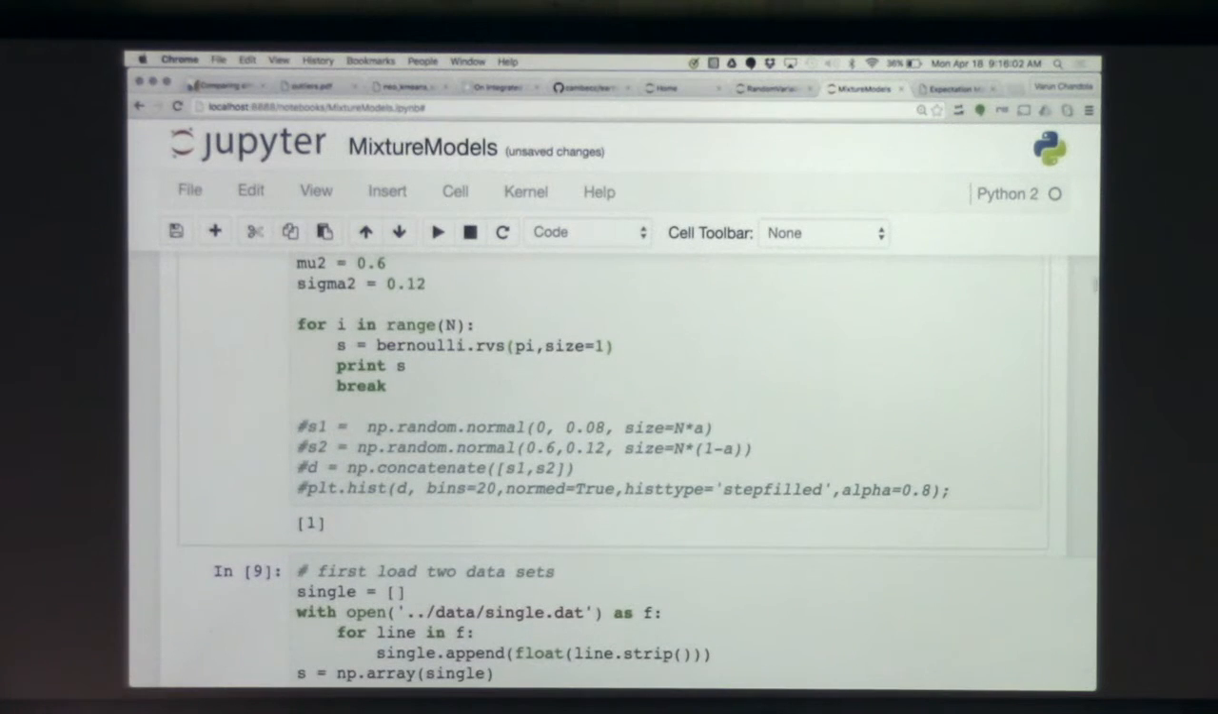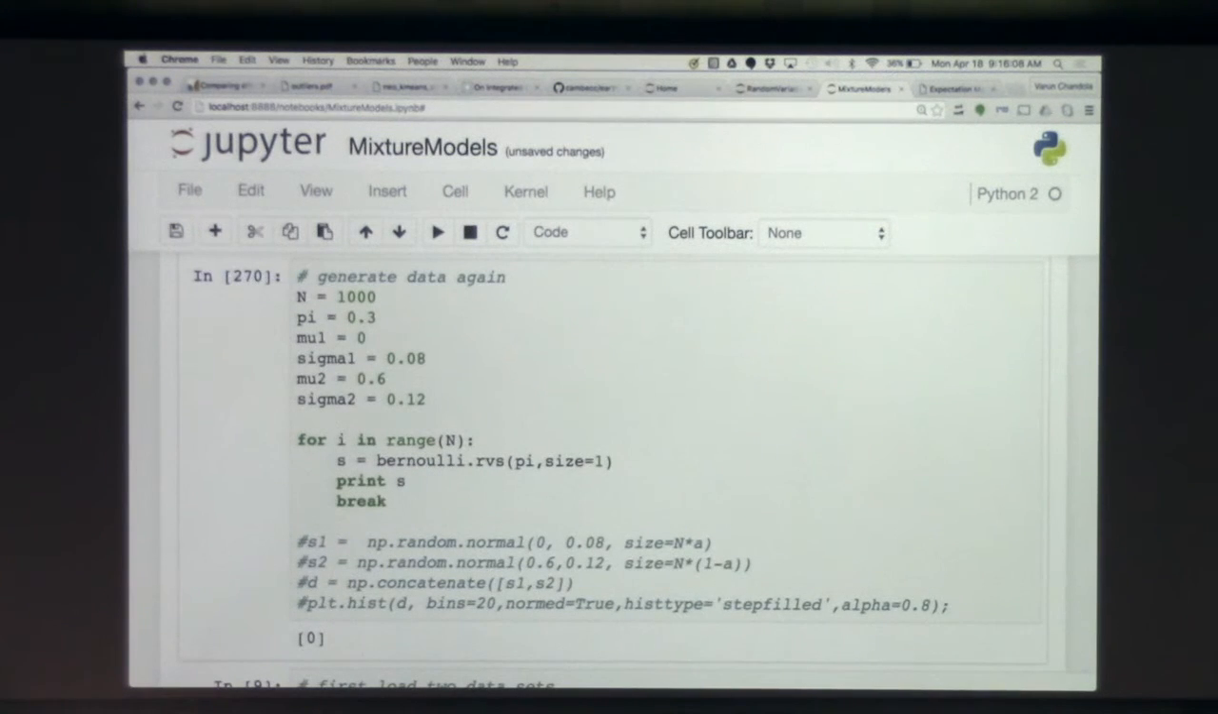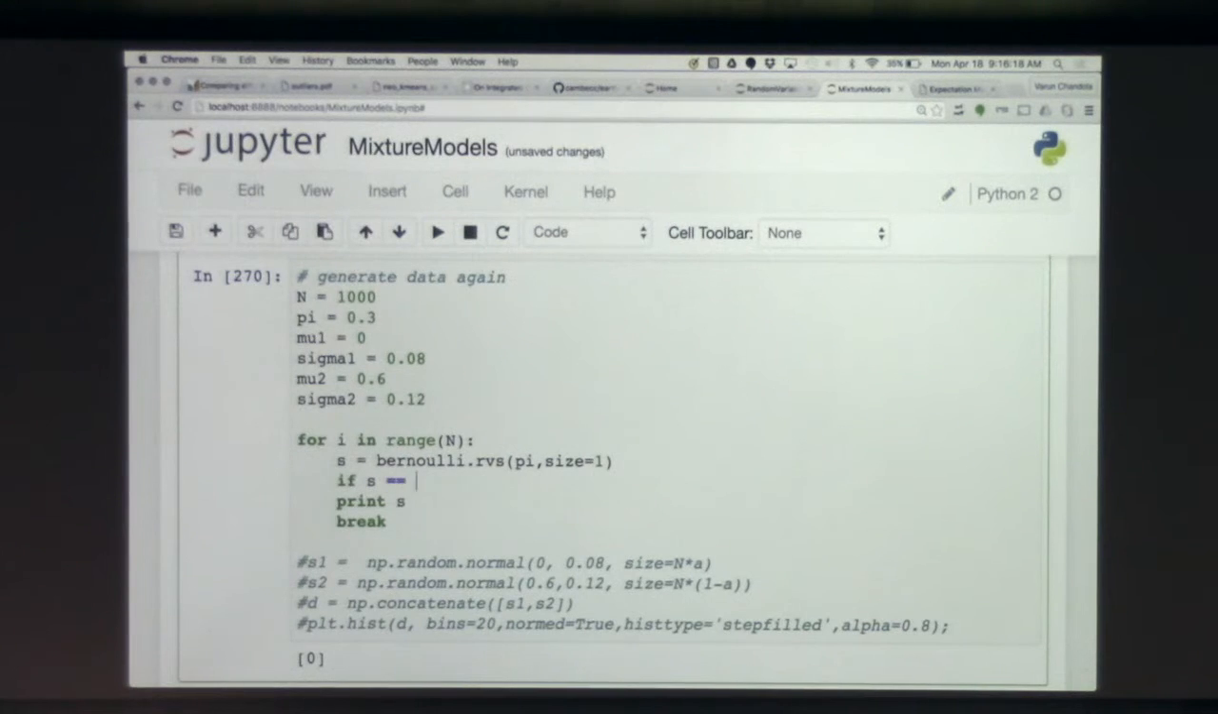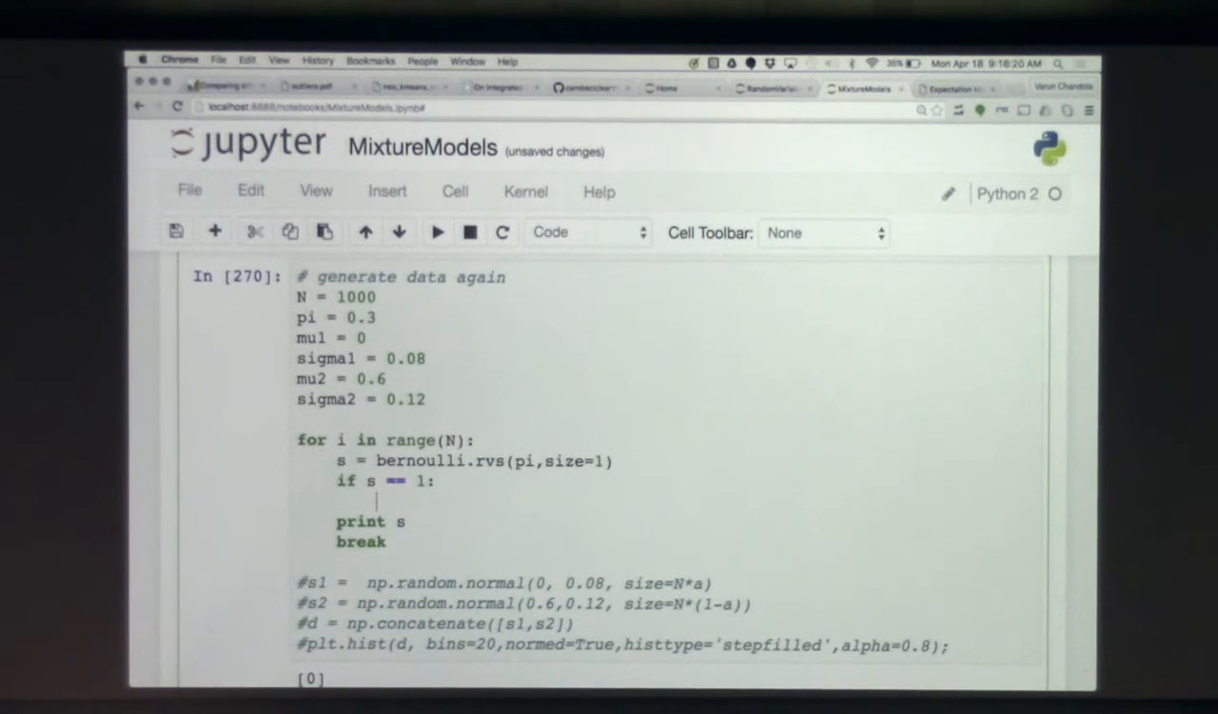So every time I will toss the coin, it will give me either 1 or sometimes it will give me 0. So it's 0 or 1. So let's consider 2 as our 0. So once it will give 1, otherwise not. Now if s equal to 1, which means I chose the first distribution, now I will sample from the first distribution.